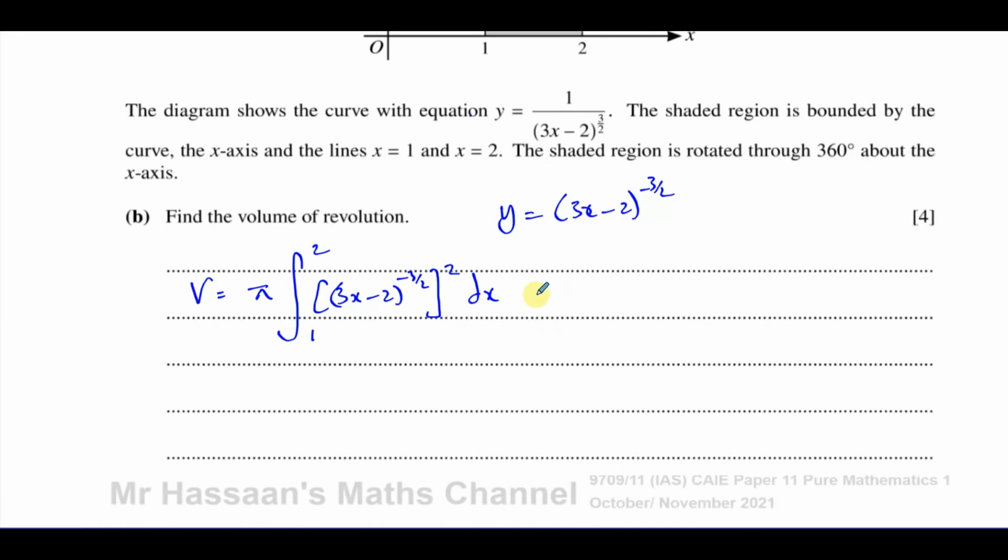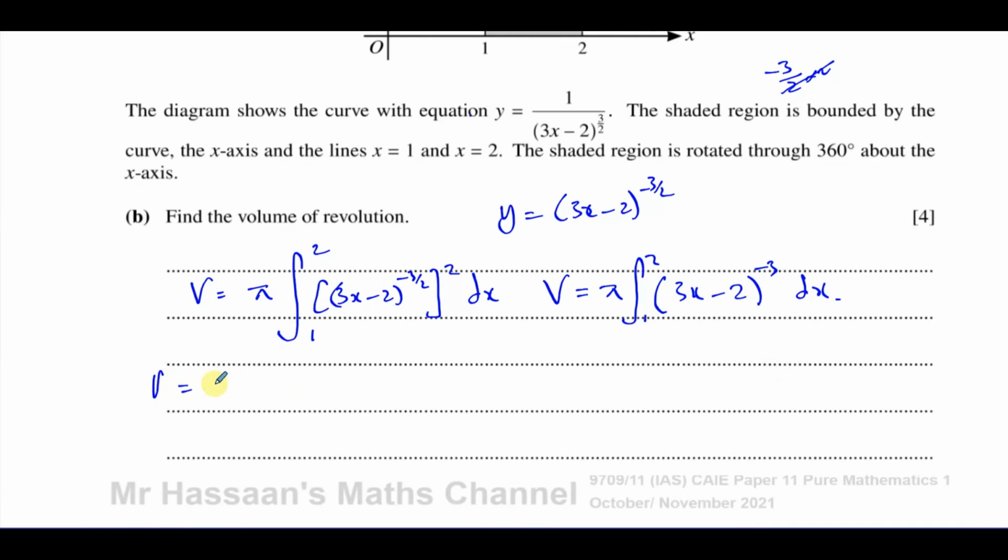So now, before we can start integrating, let me just simplify that. So you have pi between the limits of 1 and 2. When you raise something to a power, you have to multiply the powers. So minus 3 over 2 times 2 cancel out. So you're left with (3x minus 2) to the power of negative 3. That has to be integrated with respect to x.